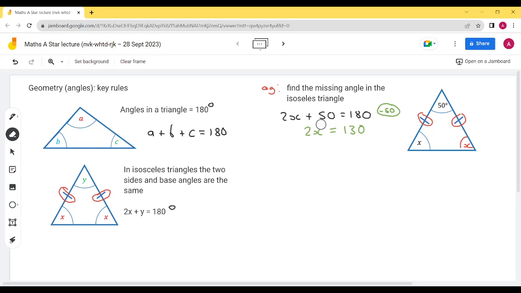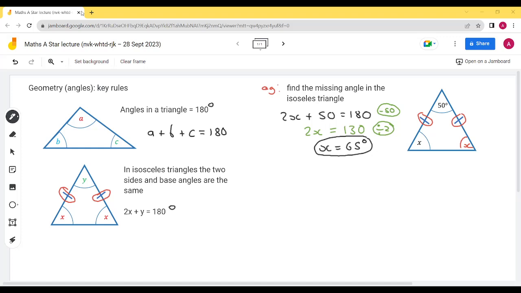So you've got here, we've taken away the 50, so we've got 2x equals 130. And so next, we want to get 1x. Remember, 2x means 2 times x, so the opposite of times 2 is divide by 2. So 130 divided by 2 is going to give us x equals 65 degrees. And that's our final answer.